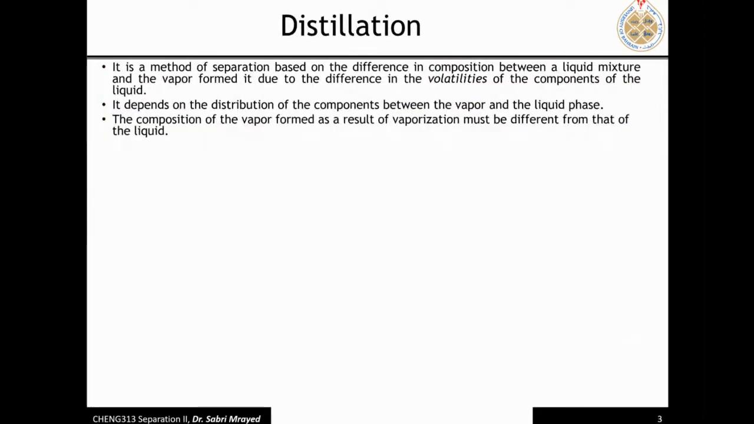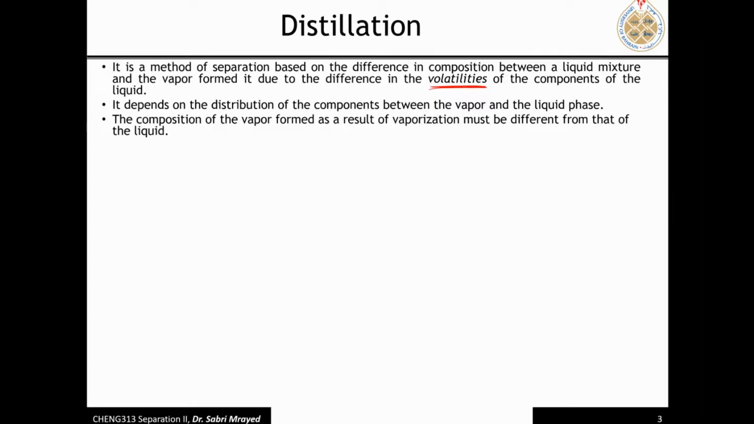So we'll start with distillation. Now, what is distillation? التقطير, in English, is the operation of separation, or the separation process based on the difference in composition between a liquid mixture and the vapor formed, due to the difference in volatility. You remember, volatility is a function of what? A function of boiling point. So distillation is a way of separating two components or a multi-component system, and the separation is based on the difference in volatility.